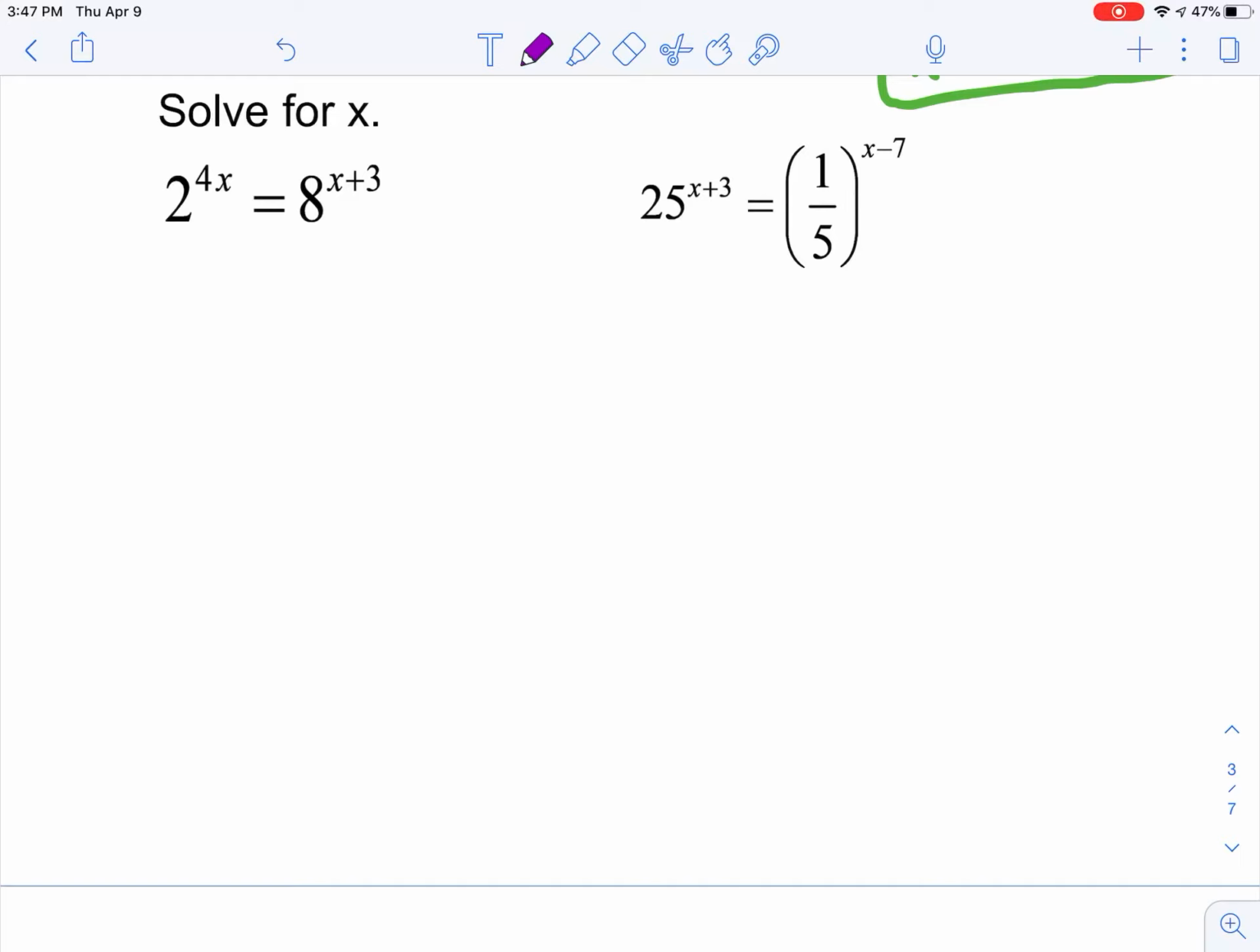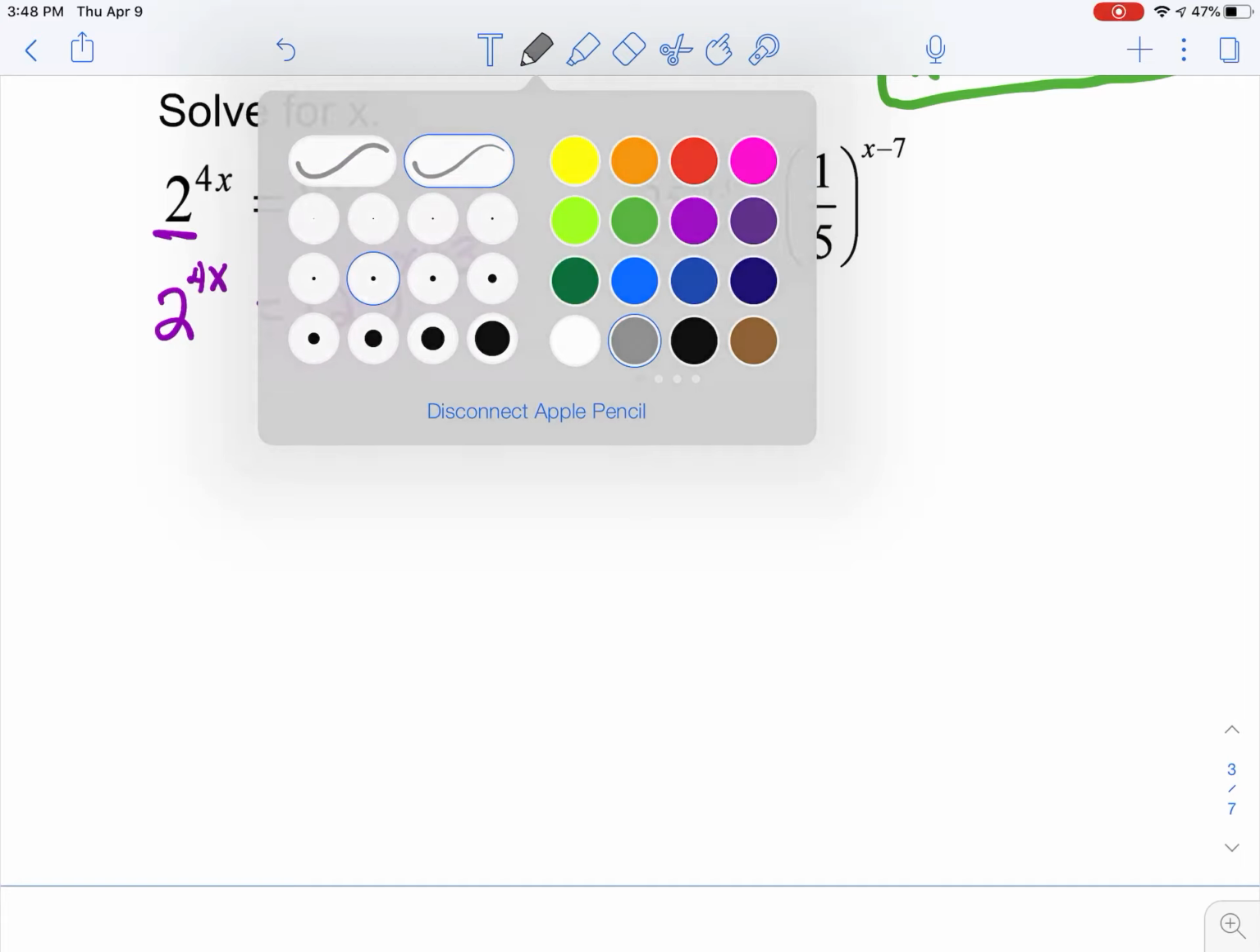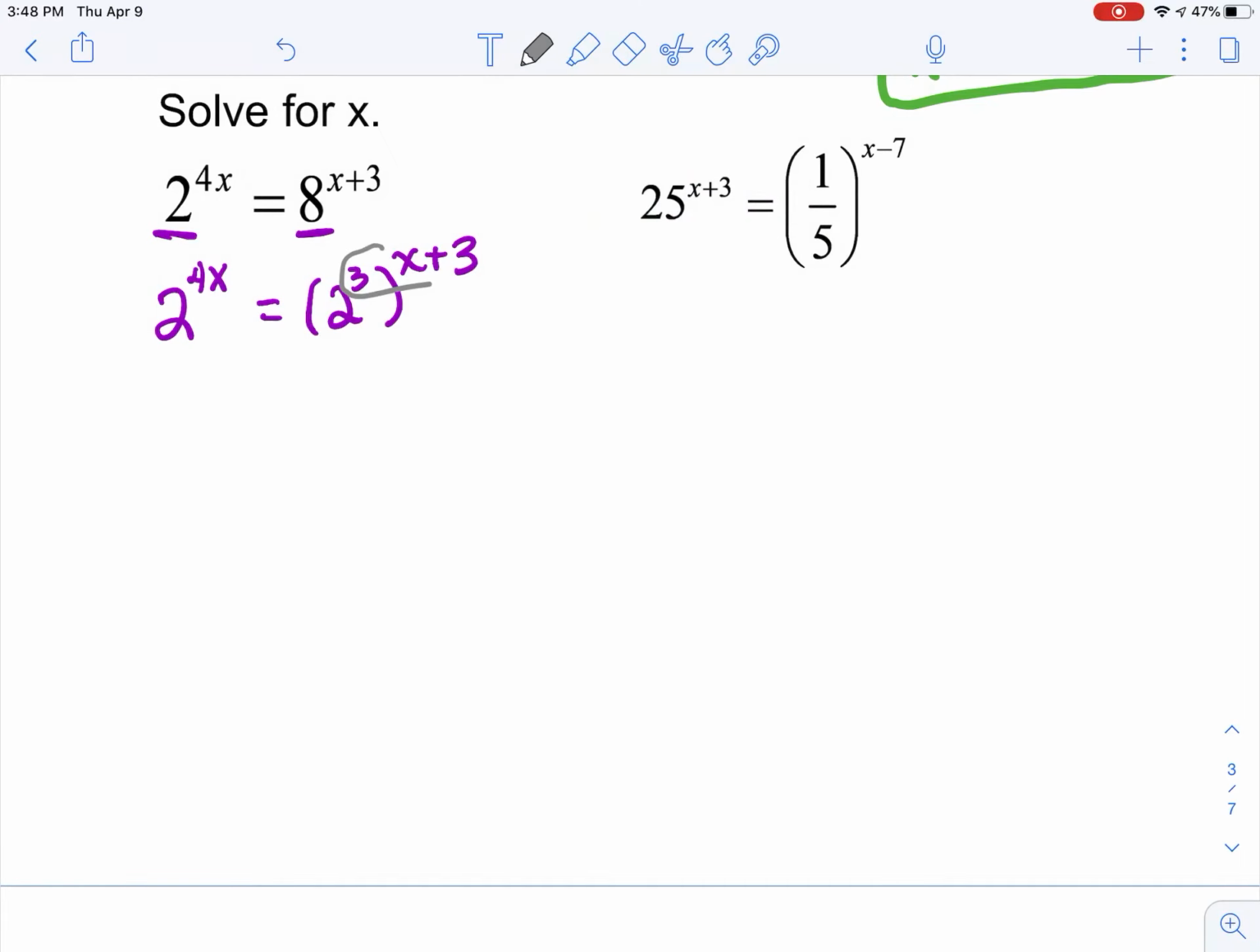exponentials. On this first one, I look at my base and I look at my other base. Can I somehow make them the same? And the answer is yeah. I can't do anything with the 2, but can I make this 2 to some power equal to 8? 2 to the first is 2, 2 to the second is 4, 2 to the third, and then I have x plus 3 on the outside. Well, what has to happen right here?